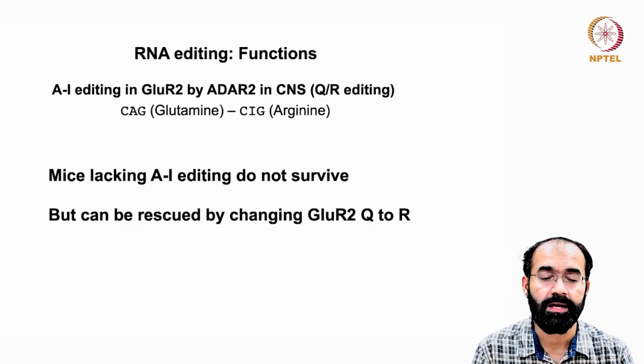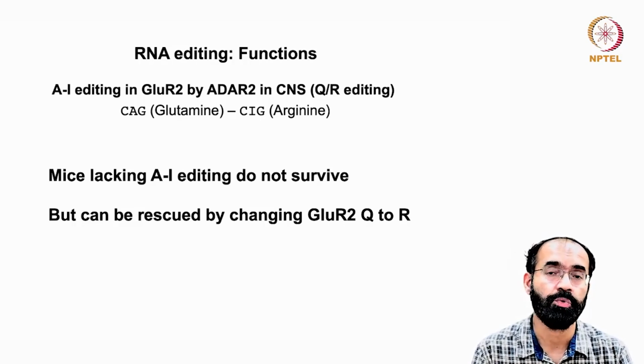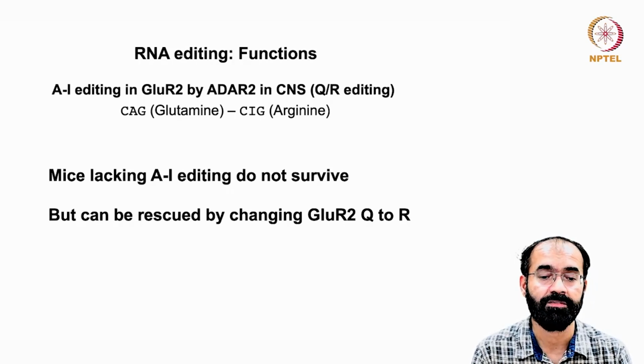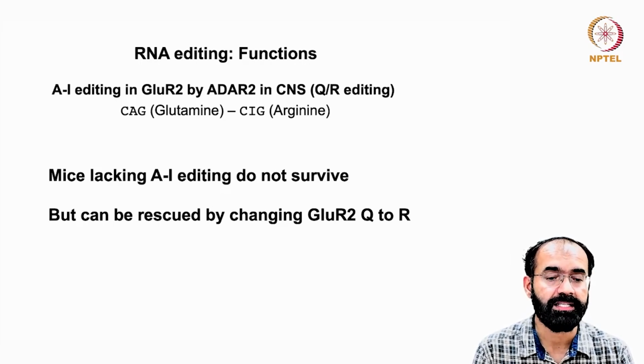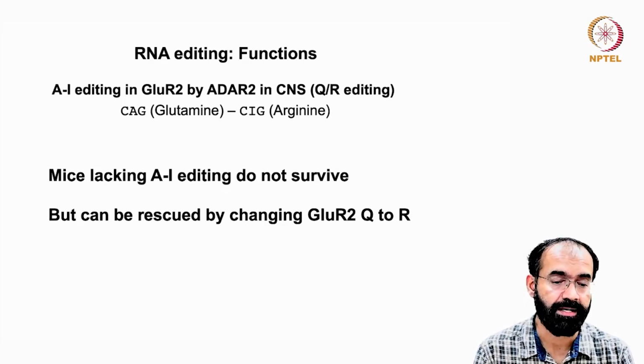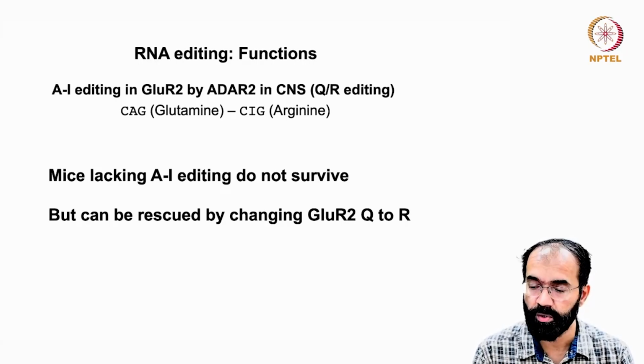ADAR2 is one of the ADAR family enzymes that acts in central nervous system. CNS stands for central nervous system, and it is important in QR editing, that means converting Q to arginine. So this editing is very important. So CAG is bringing in glutamine and CIG is bringing in arginine, and the mice lacking A to I editing do not survive. How important it is?